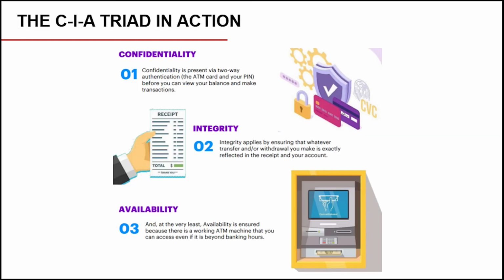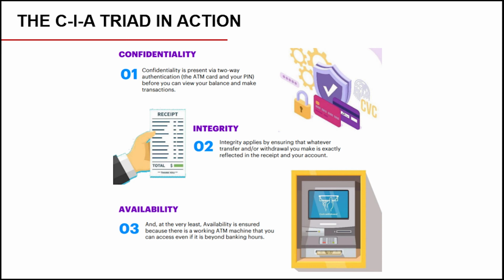Now, let's look at the CIA Triad from a practical perspective. It will help us simplify how all these three components work in a security perspective. We have an everyday example, the ATM. So in the ATM scenario, when it comes to confidentiality, it is present via two-way authentication, the ATM card and your PIN, before you can actually view your balance and make transactions.